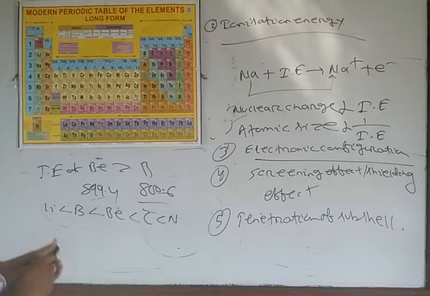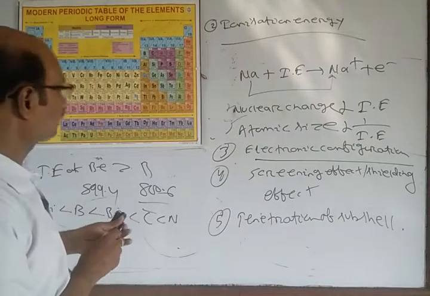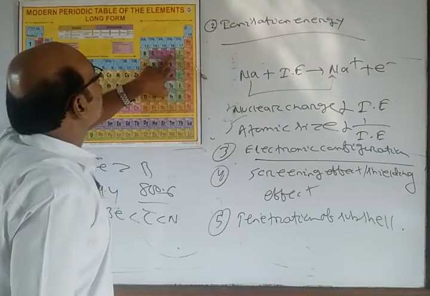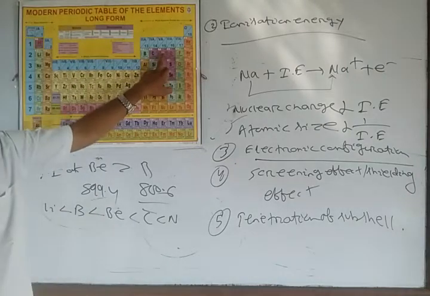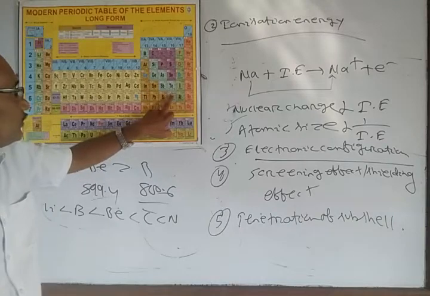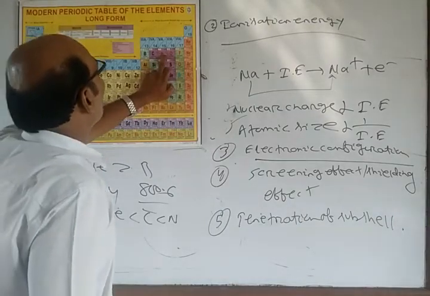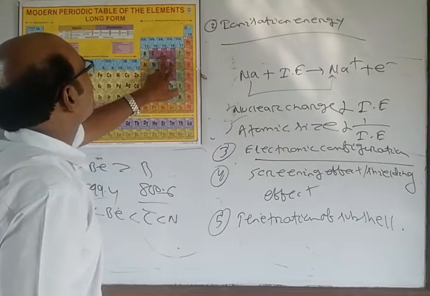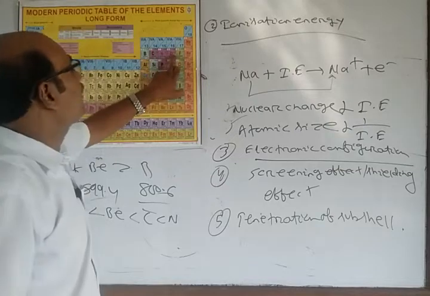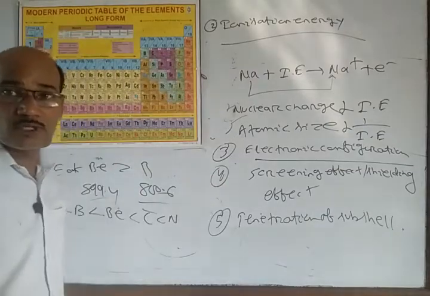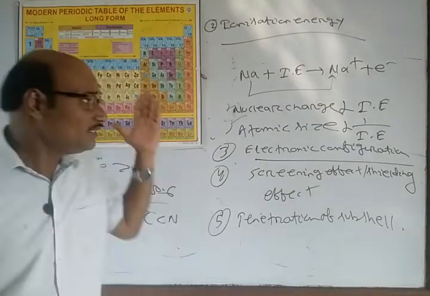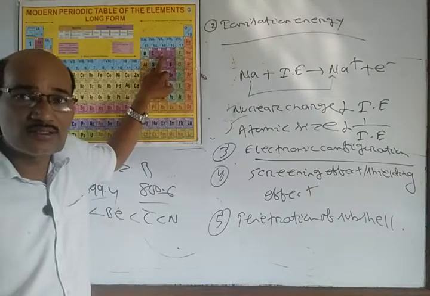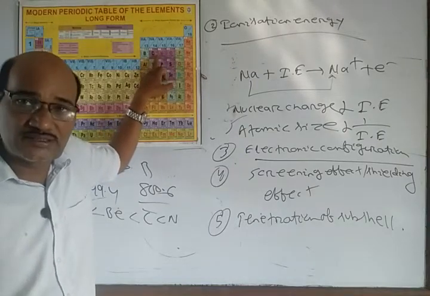Again, here you see, if I compare group 15 and group 16, group 15 will have 1402.3 and oxygen 1313.9. We know the ionization energy increases along the period, so oxygen should have more than nitrogen, but actually what? The nitrogen will be having higher ionization energy as compared to oxygen.